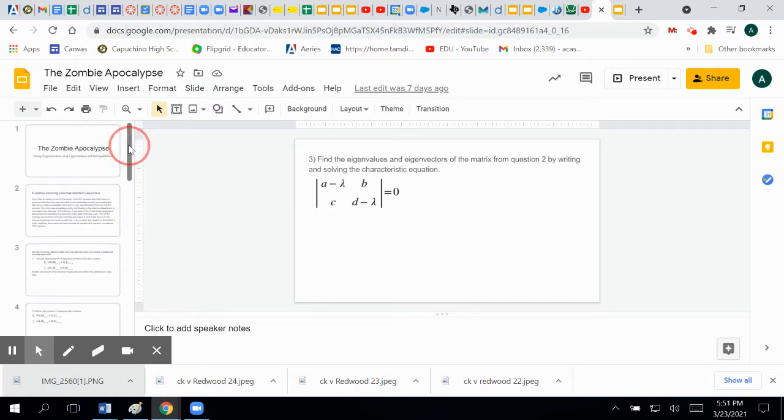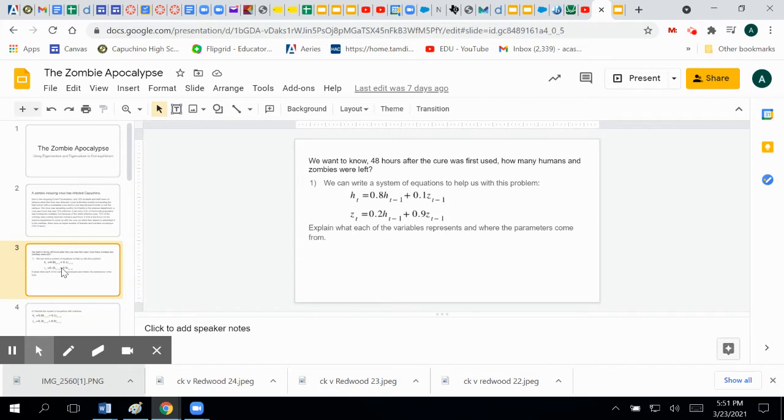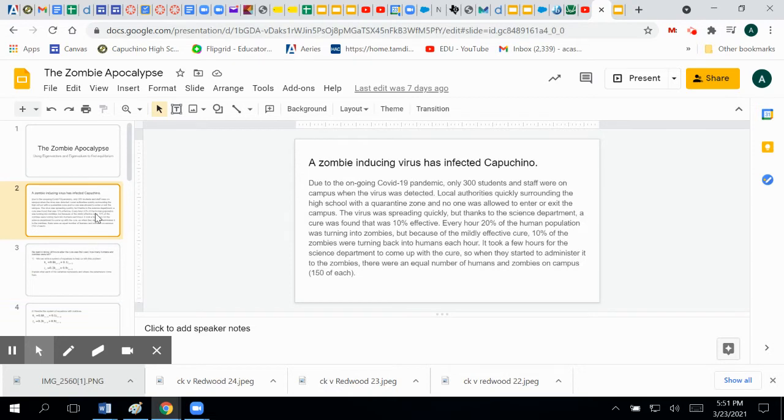So hopefully you can read the first two slides by yourself. Let's go to slide 3. On slide 3, explain each of the variables. What do they represent and where do the parameters come from? The variables are h sub t minus 1, z sub t minus 1, h sub t, and z sub t. And then the parameters are the 0.8, 0.1, 0.2, 0.9. So basically relate these two equations back to the information on slide 2.